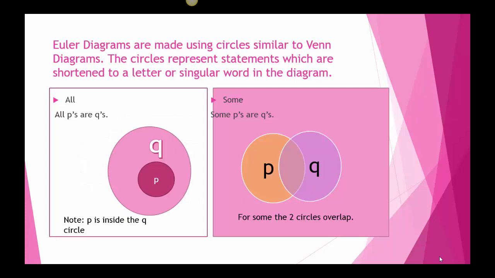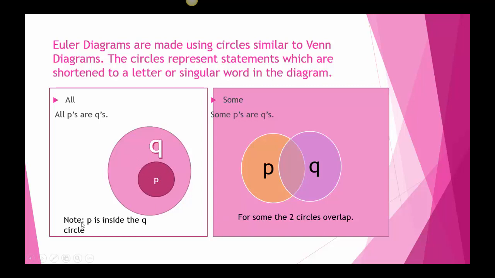First I want you to look at some examples of what happens with the quantifiers. Euler diagrams are made using circles, which will probably remind you of Venn diagrams. The circles represent the statements, which are shortened to a letter or a single word in the diagram, just to make things easier. So all, that's this first one on the left, all P's are Q's. If I want to say all P's are Q's, it means everything that's a P is also a Q, so I want to put P inside of Q.